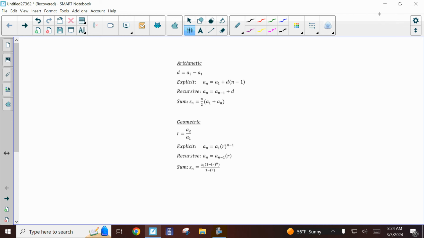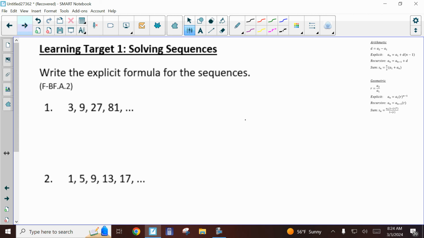Okay, so Unit 9 is all about these formulas, so you really have to understand what they do and how to use them. You also have to understand vocabulary, so you have to be able to read the question and understand what it's asking. I've got these formulas on every page, so we can use them to figure out what's what. So section 1 is solving sequences.